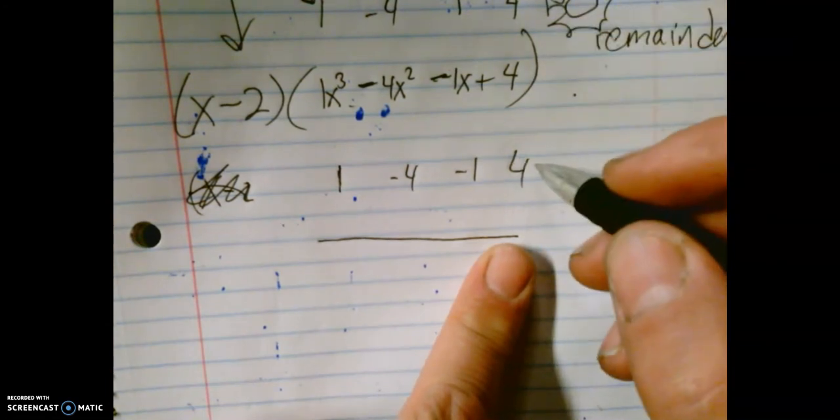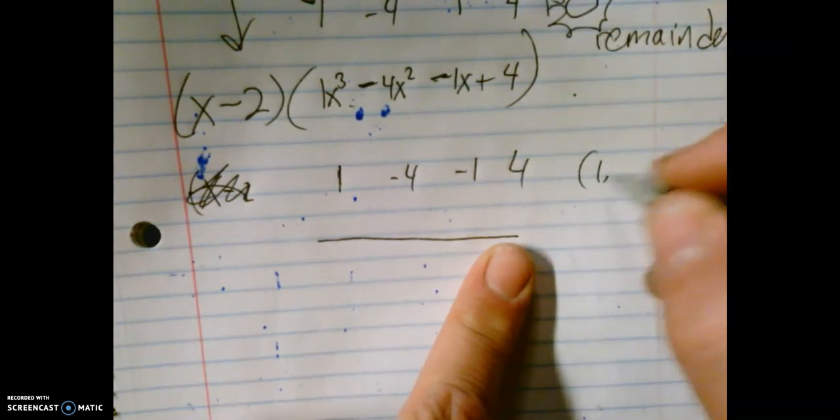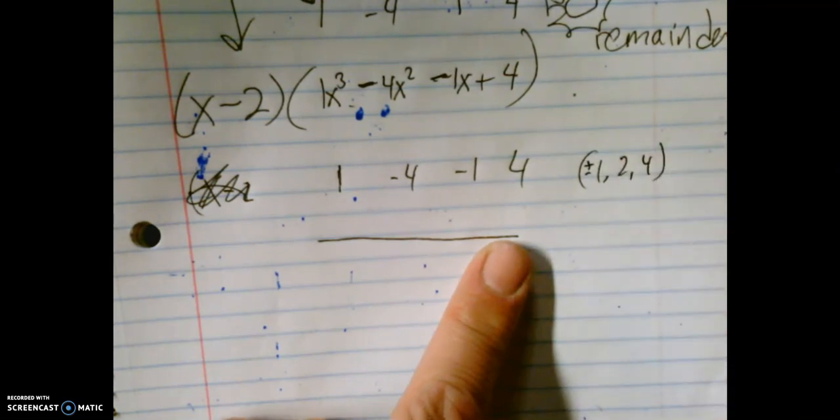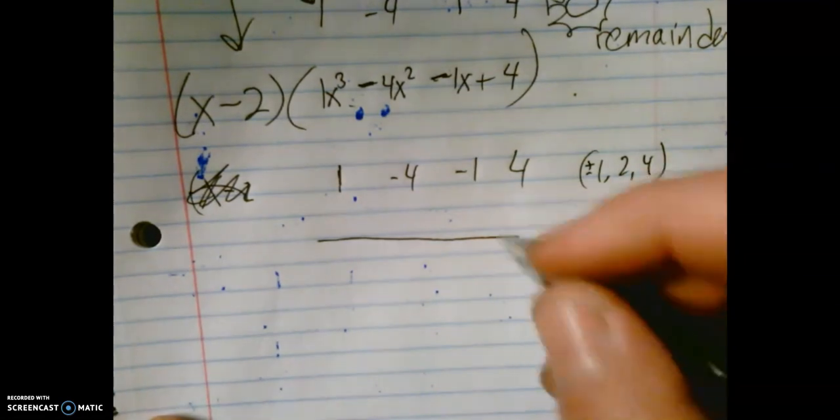The only possible factors are factors of 4. So that'd be like 1, 2, or 4. Now they could be positive or negative, but we take a guess and hopefully we're right.